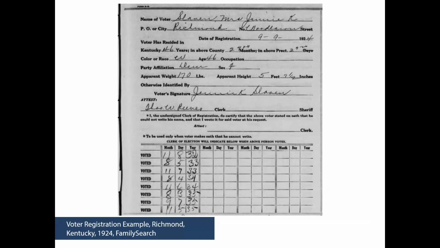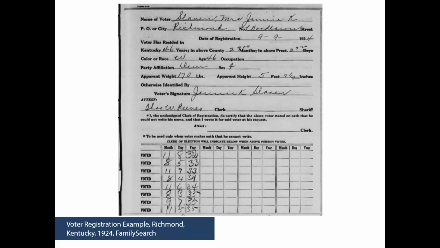So these registration books can vary based on the different locations where they register, as everyone has different forms or data that they are collecting. So this is an example of a voter registration out of Richmond, Kentucky in 1924. You'll notice that obviously it's after the 19th Amendment was passed, so women have the right to vote.